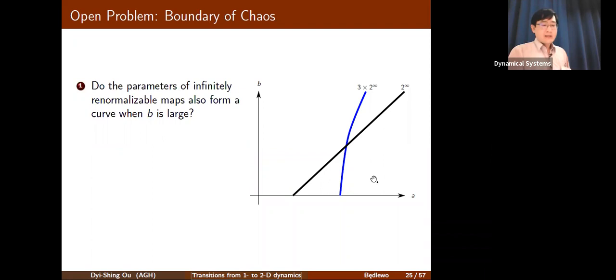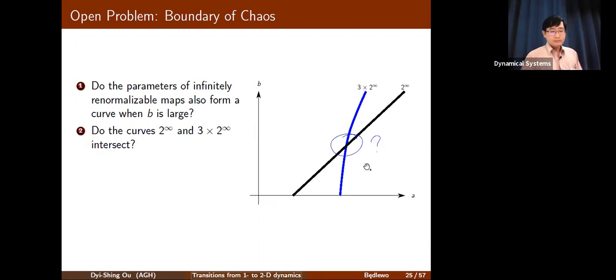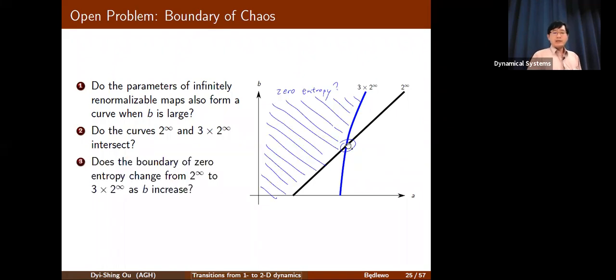So now we can ask some questions. When B is large, will these parameters also be curves in the parameter family? Question two: do these two curves really intersect somewhere here? And is the intersection unique? And if there is an intersection, does it mean that the boundary of zero entropy changed from here to here as B increased from zero to one?